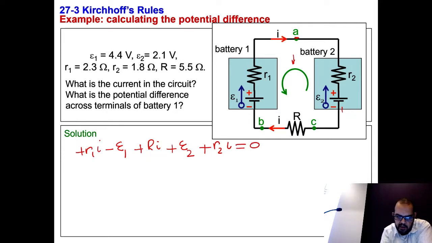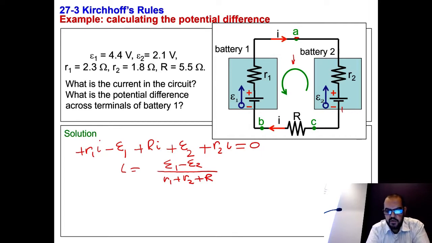So now I can write the current I: it's just equal to epsilon 1 minus epsilon 2, these are the EMFs, divided by r1 plus r2 plus capital R. When you become very good at writing the loop equation, it will help you determine the current.